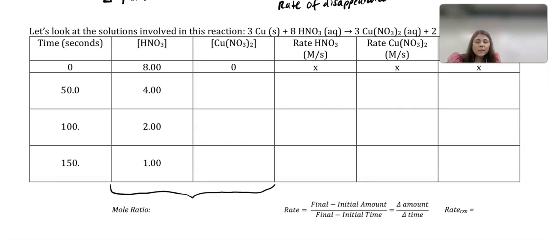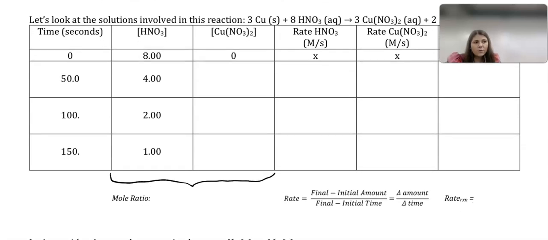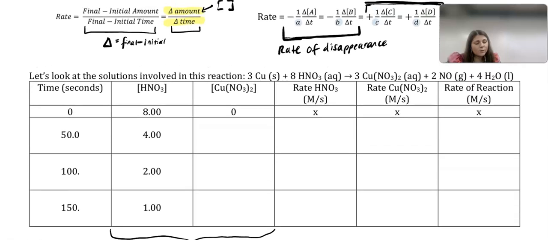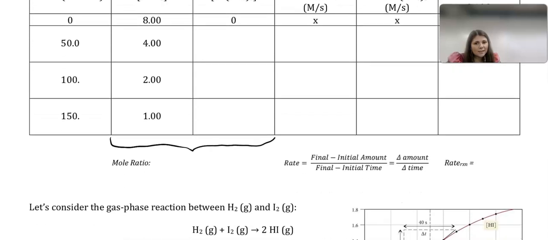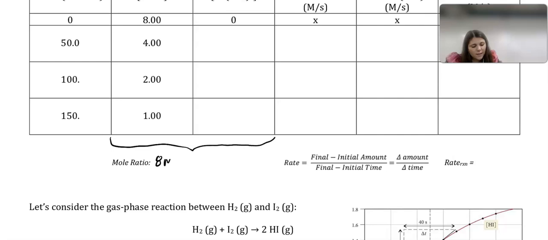I want you to think stoichiometry, and we're going to be seeing how much nitric acid has been consumed to make our product, our copper 2 nitrate. So the mole ratio between nitric acid and copper 2 nitrate, looking at my balanced equation, is 8:3. So for every 8 moles of nitric acid, that is 3 moles of copper 2 nitrate. And again, this is from the balanced equation.